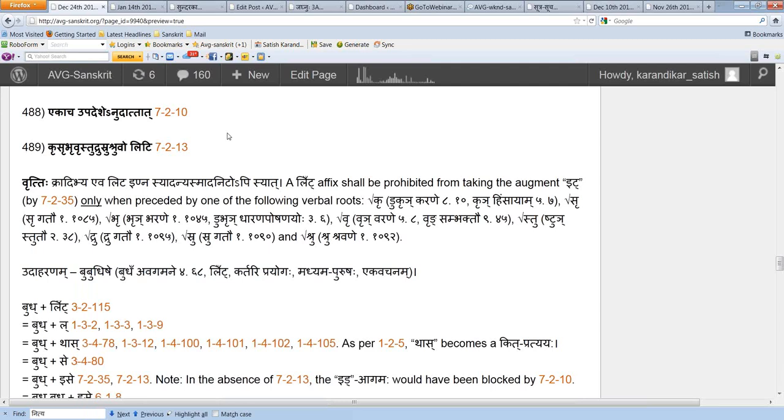Upadeshanudattat. You're going to hear this 1,000 times from me at least. So please make a note of this right now. It's a very, very important sutra. Why is it so important?